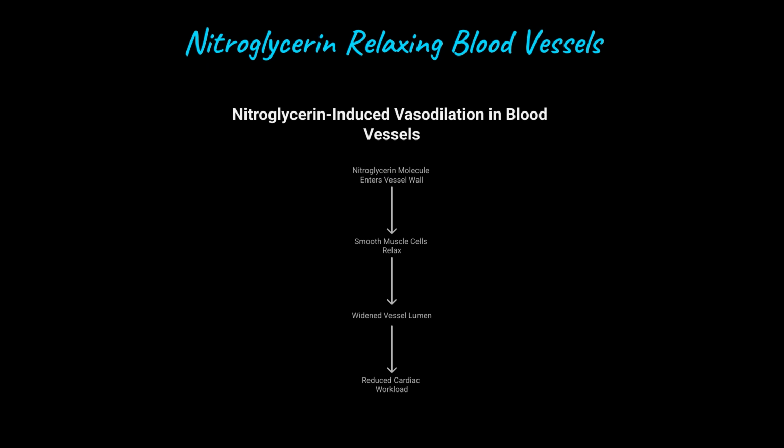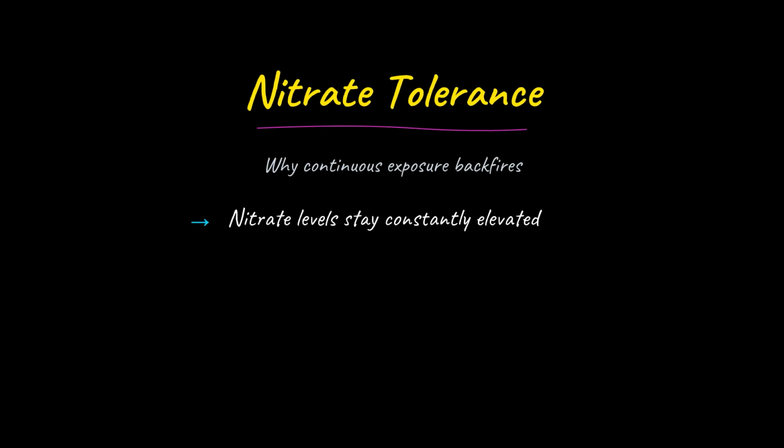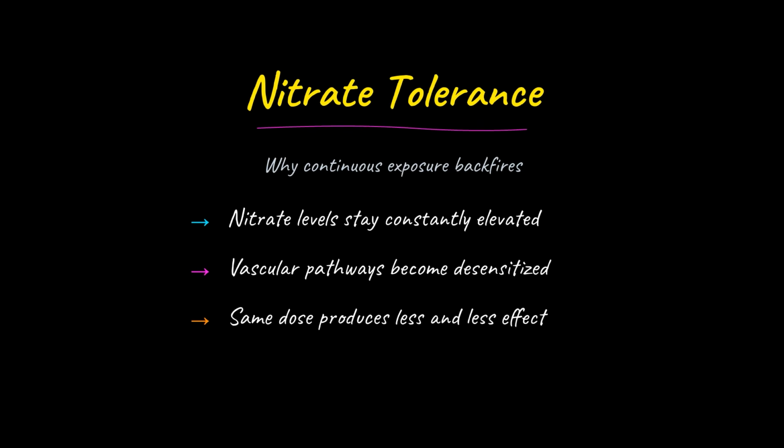Nitroglycerin is a nitrate that acts on smooth muscle in vessel walls, causing them to relax and widen. This vasodilation reduces the resistance the heart must pump against, easing its workload and improving blood flow to the heart muscle. When nitrate levels never drop, the blood vessels gradually stop responding, a process called tolerance. The pathways the drug acts through become desensitized, so the same dose produces less and less effect. Within a day of uninterrupted exposure, the patch can lose much of its protective power.